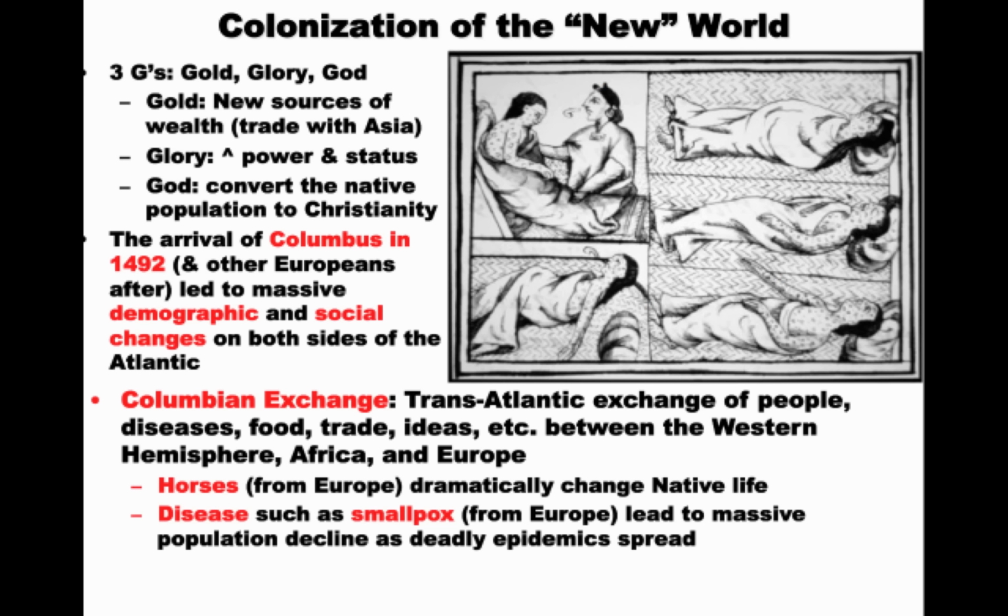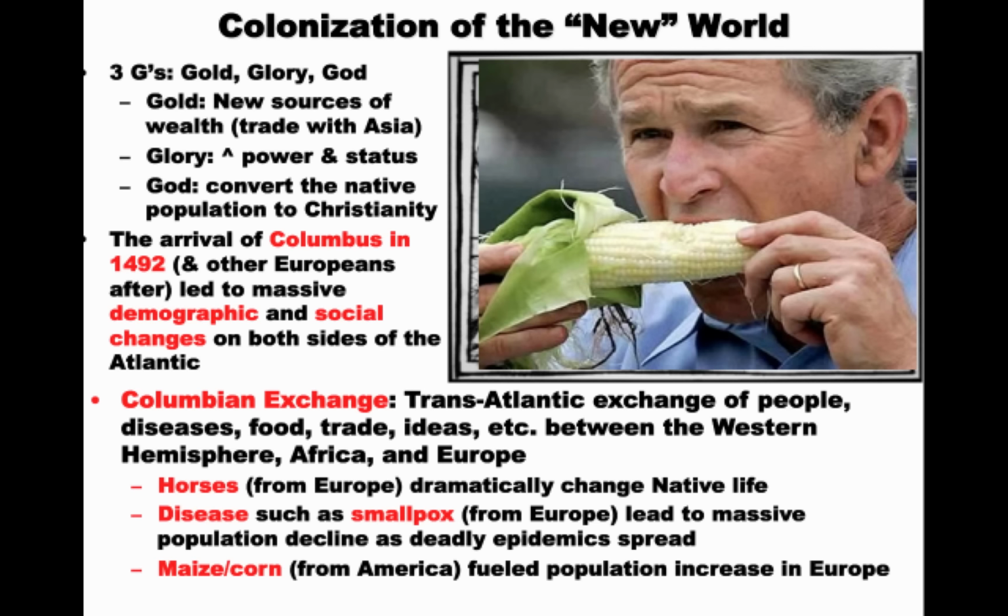Diseases such as smallpox brought over from Europe are going to lead to a massive population decline as deadly epidemics spread. The lack of immunity to these diseases is going to lead to an up to 90% death rate amongst Native American people in some areas. And food is also going to play a big role here. Maize or corn from the Americas is going to be brought over to Europe for the first time, and this is going to fuel a huge population increase in parts of Europe.